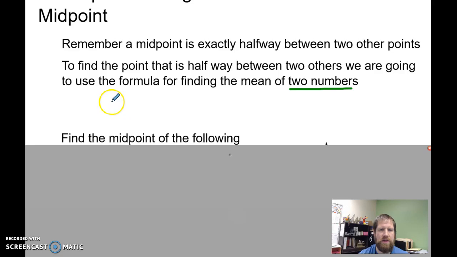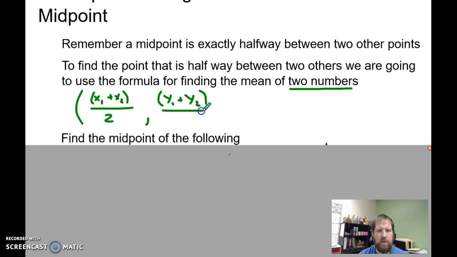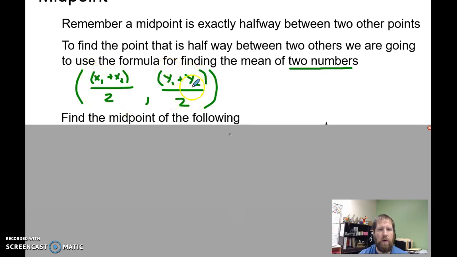So our formula for this is going to be our x value of our first plus our x value of our second. Okay, and because we have two numbers, we're going to end up dividing that by 2. All right, and that's going to be our x coordinate for our midpoint. And then same thing for our y, y1 plus y2 divided by 2, and that will give us our x coordinate and our y coordinate.